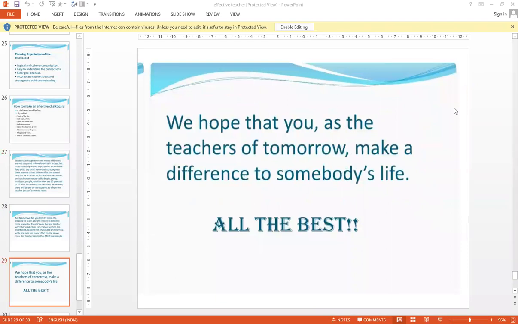Next, we hope that you as the teachers of tomorrow make a difference to somebody's life. Being a teacher, we should plan and assess to promote mastery for all students. We need to have acquired knowledge to impart to the students, to provide high quality instruction in order to increase achievement for all students. And not only this, we also need to impact students' academic and behavioral well-being. We have to look forward to developing their overall well-being.